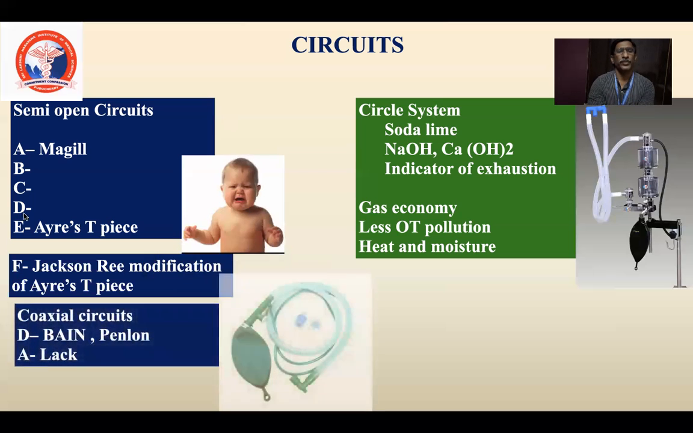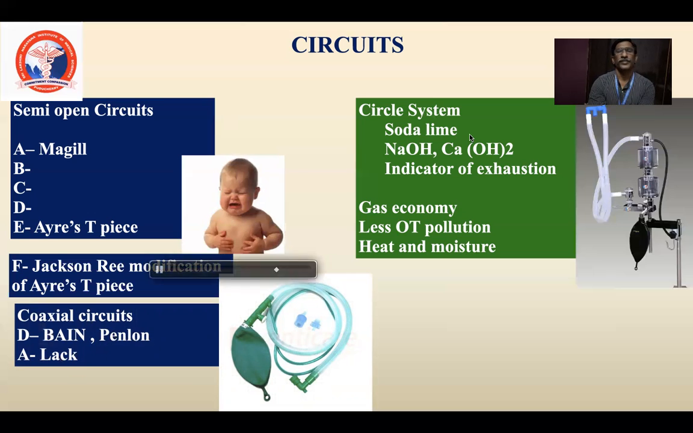Other coaxial circuits: the modified D is the Bain circuit. So this is the Bain circuit. And A is modified into the Lack circuit by providing coaxial tubes.